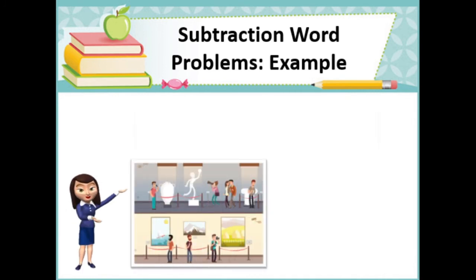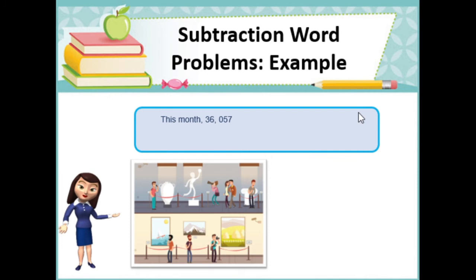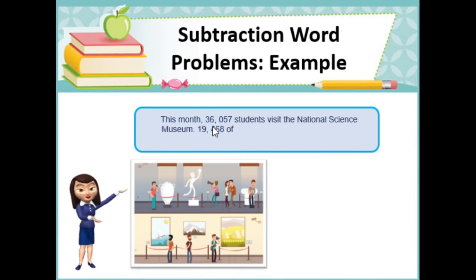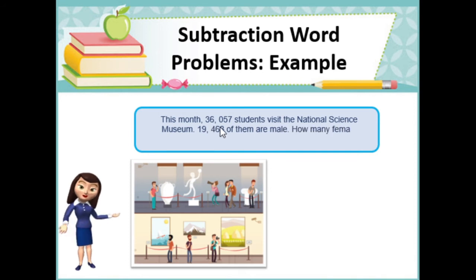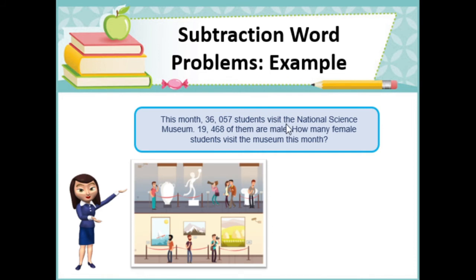Okay, supposing this month, or let's say this month of August, 36,057 students visit the National Science Museum. 19,468 of them are male. Now, how many female students visited the museum this month?